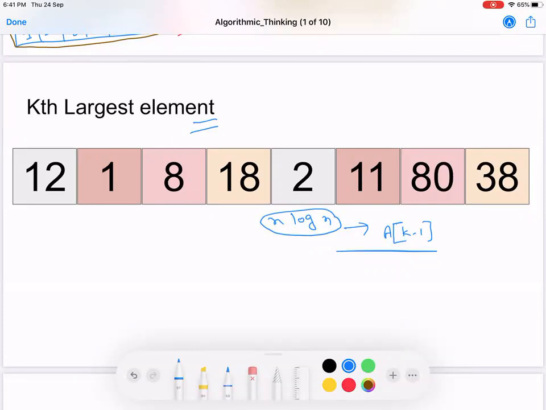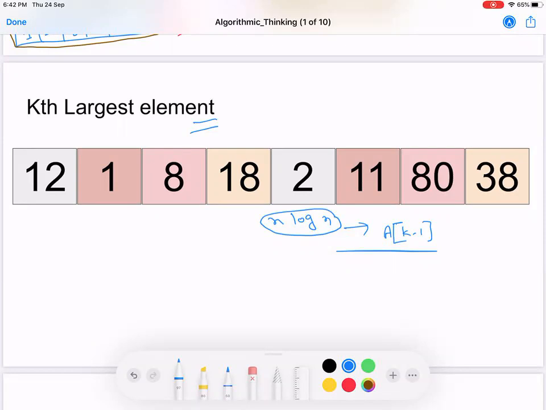Another way to do it is run your bubble sort for k times. When you do your bubble sort for k times, in the first time your maximum element bubbles up at the last place. Second time your second largest element comes at the second largest place, and so on and so forth. So in the kth iteration, your kth largest element will come to the kth last position.